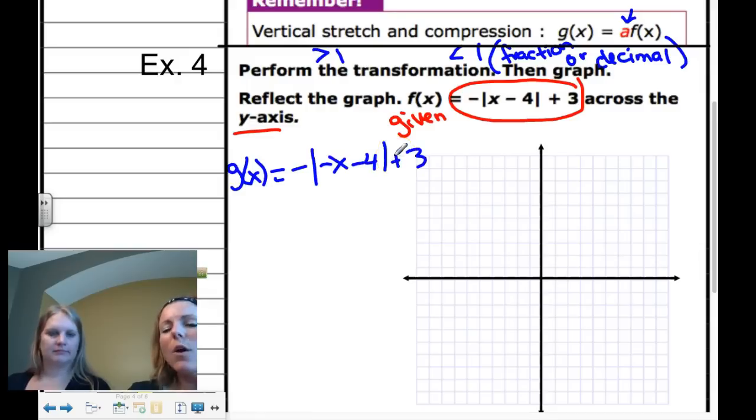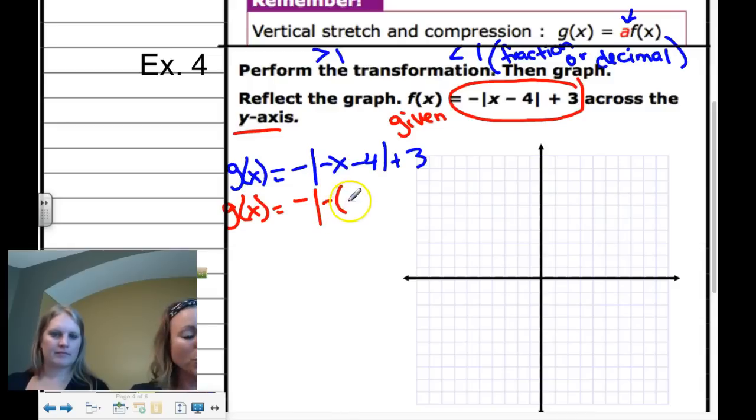Plus 3. Now, I need to tell you something because otherwise you're going to have a confusion when it's time to find the vertex here. When we look at the negative x minus 4, what I would like you to do is write underneath that g of x again equals, and do a negative sign, and then a parenthesis, and inside there write x plus 4, and I'll explain it in a minute. Another parenthesis, absolute value, plus 3.